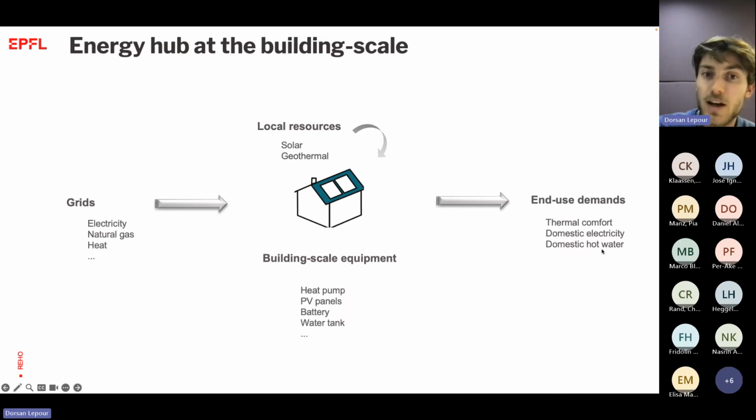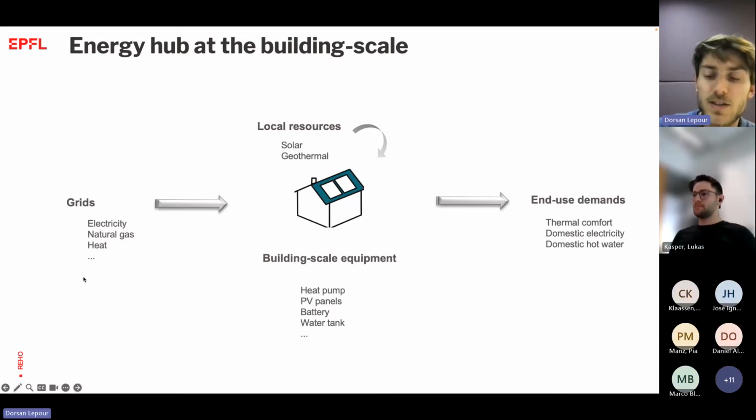For the loads, we will have, for example, the end-use demands for each building to satisfy. For a residential building, we'll have, for example, the thermal comfort, so some heat or cooling load. We'll have some domestic electricity, domestic hot water, and so on. And we have the supplies that come from the available grids. Then within, we have some building scale equipment to interface these two sides. These building scale equipment might be a heat pump, PV panels, battery, water tank, a natural gas boiler, and so on. And it's important to note the availability of some local resources to be used.